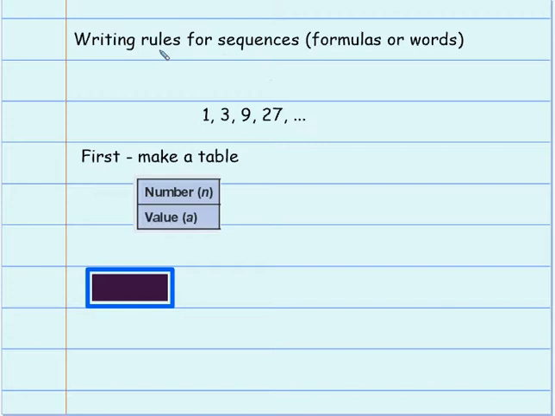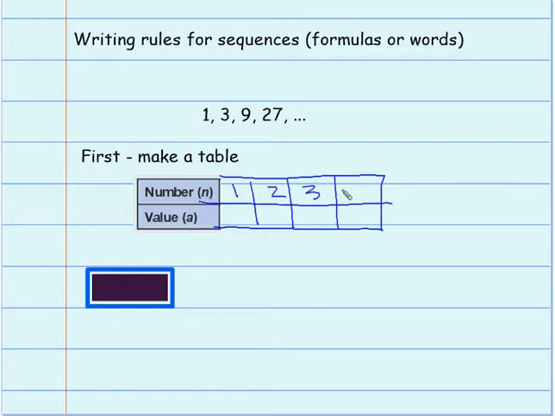Now here's a geometric sequence. We're going to do a rule for the sequence using formulas and words. So 1, 3, 9, 27, it's the same geometric sequence we were dealing with earlier. First we're going to make a table. Again, the term number is 1, 2, 3, 4. Unless they tell you that this is the 7th through the 12th term, you're going to start with 1 through 4. And then write down the value of the term here.